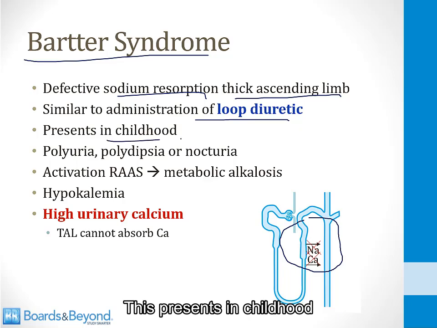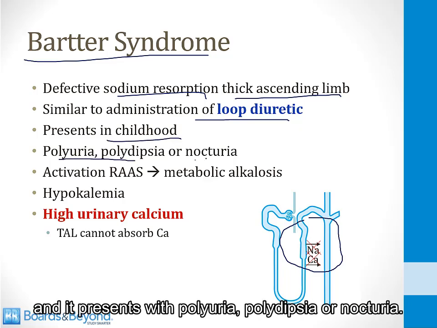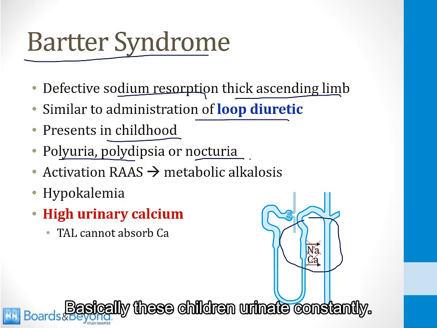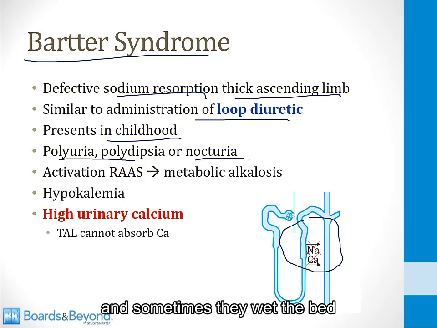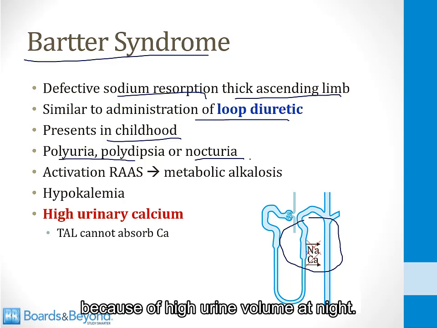This presents in childhood, and it presents with polyuria, polydipsia, or nocturia. Basically, these children urinate constantly. This may make them thirsty, and sometimes they wet the bed because of high urine volume at night.